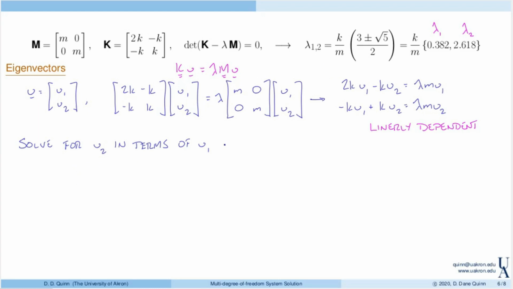So doing that, let's just look at the first equation here. I could just as easily choose the second equation and I'd get the same answer. But looking at the first equation, we can solve for u2. So u2 here is equal to (2k minus lambda m) divided by k times u1.